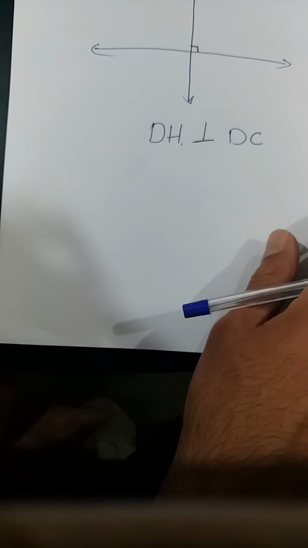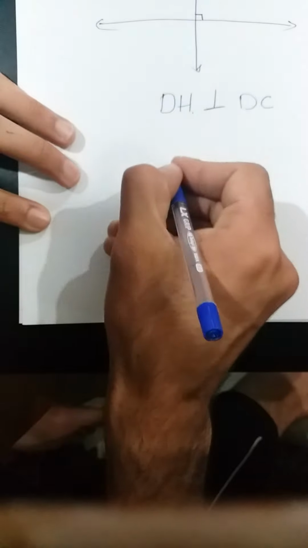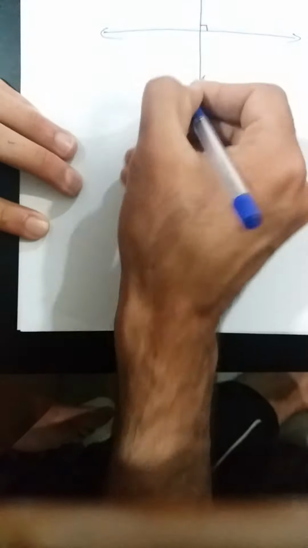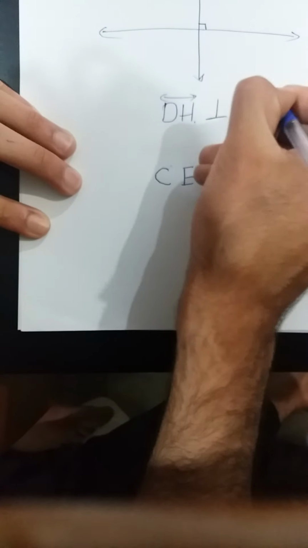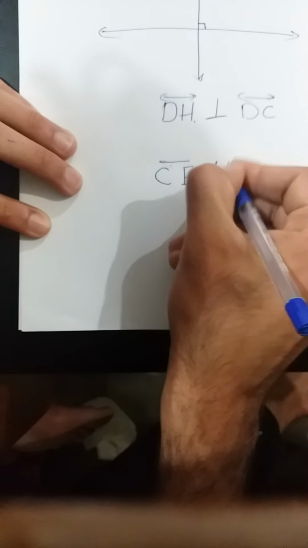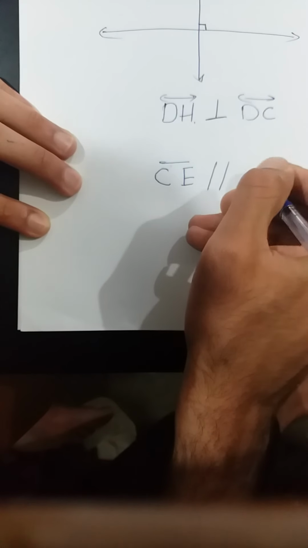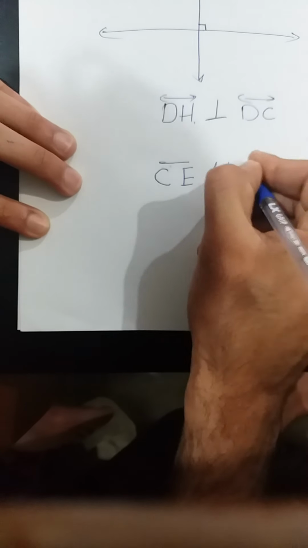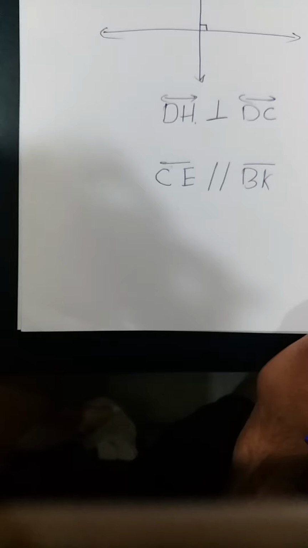If you look in your worksheet, you are going to find that CE, oh, don't forget, this is 9, sorry, CE is parallel to BK, okay? The line segment BK. And you are going to find that MA is parallel to DC, and you are going to find DH is parallel to CA. Okay, this is question number 2 for the fifth one.